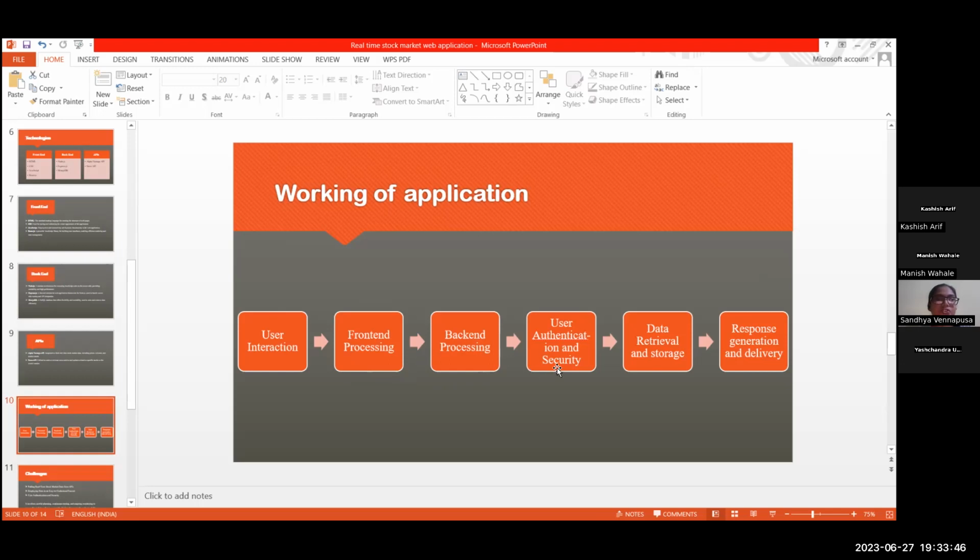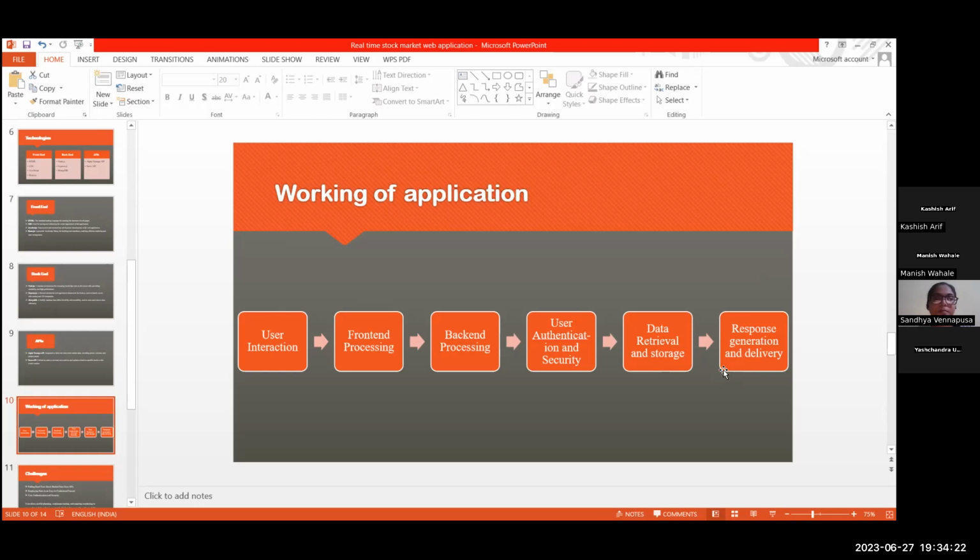User authentication and security. The backend handles user authentication and security. It only authorizes users by checking the user credentials. And data retrieval and storage. The backend retrieves the data from APIs and personal information of users, like their portfolio, etc., from the MongoDB database.